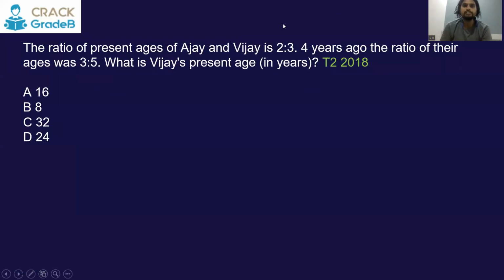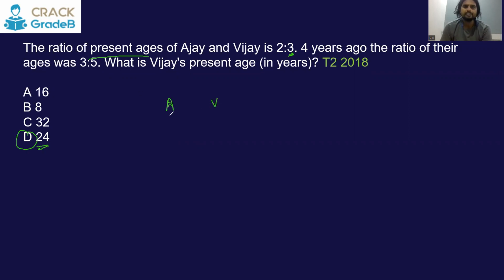Ratio of the present ages of Ajay and Vijay 2:3. 4 years ago, the ratio of the ages was 3:5. What is Vijay's present age? So, you know, Vijay's present age has to be a multiple of 3, as it is 3 in the ratio of present ages. So in the options, there is only one option which is a multiple of 3. So that has to be the answer. But we'll solve by the normal method as well.